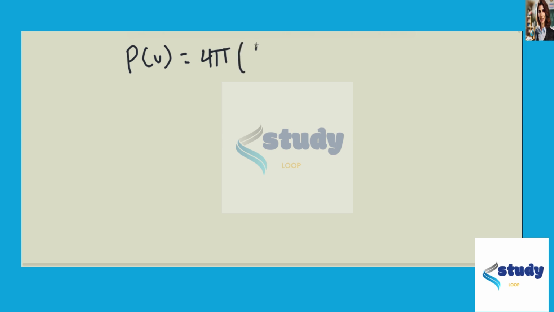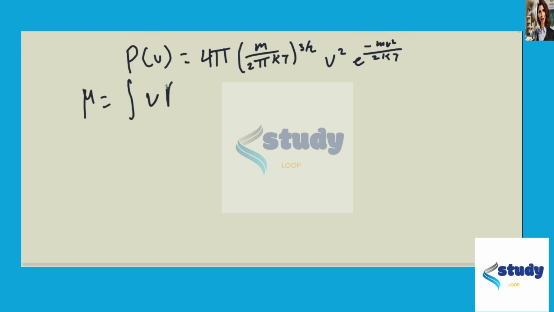Okay, so here we're given this probability density function, which is 4 pi times m over 2 pi kt to the 3 halves times v squared e to the negative mv squared over 2kt. Okay, so we need to find the mean. Now, if you recall, the mean is, in this case, the integral of v times P(v). So you take the independent variable of some probability function, multiply it by that probability function, and integrate. That's how we find the mean.